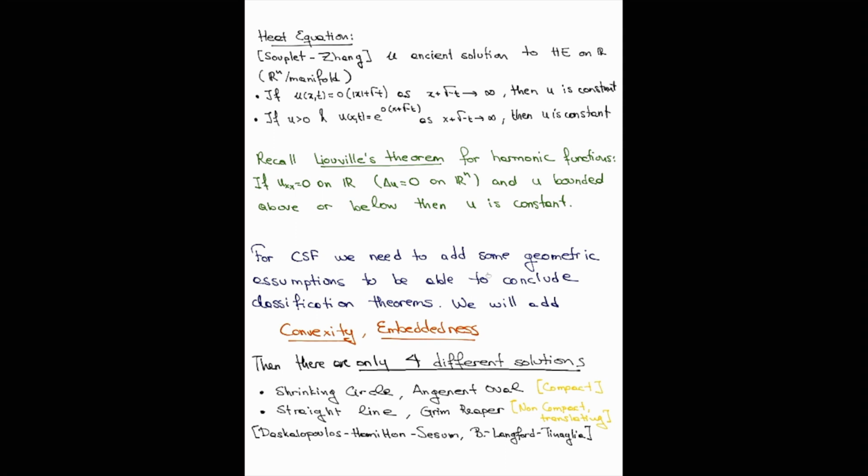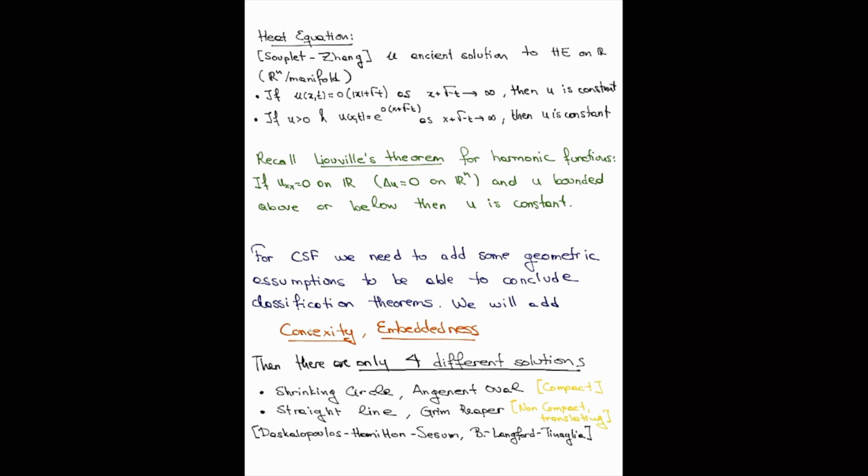Okay, and we can classify ancient solutions under some conditions in curve shortening flow. Here, unfortunately, we cannot classify all solutions. We have to add some kind of geometric assumption. The ones we're going to add are, well, we're going to keep embeddedness. We said at the beginning we're just looking at the embedded examples, and we're going to add convexity. So we're only going to look at convex ancient solutions. Doing this, there are only 4 different solutions.